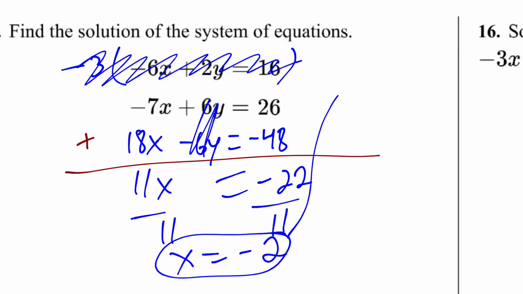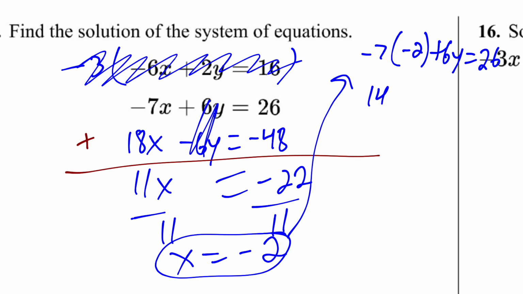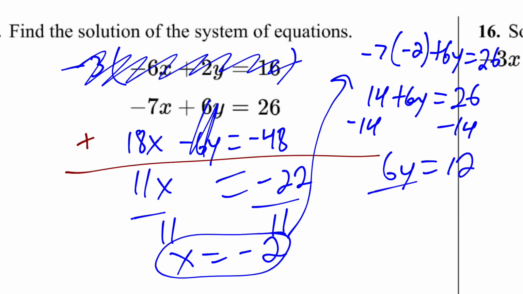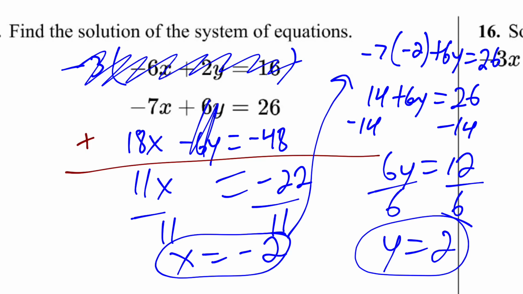Let's take that and plug it in. So negative 7 times negative 2 plus 6y is equal to 26. That's 14 plus 6y is equal to 26, minus 14 from both sides. 6y is equal to 12. Divide by 6 on both sides, y is equal to 2.